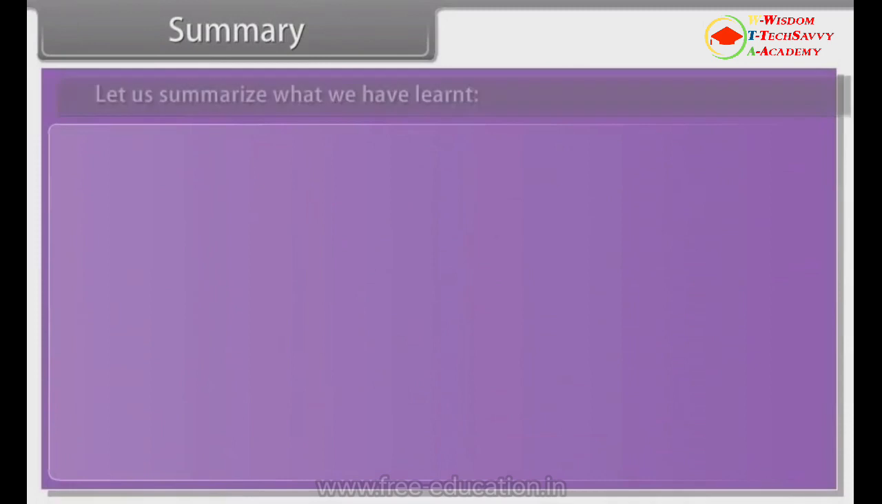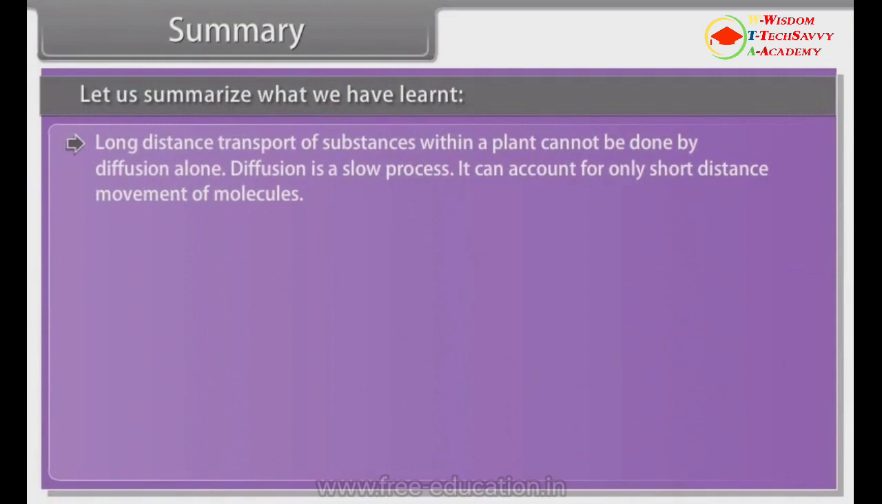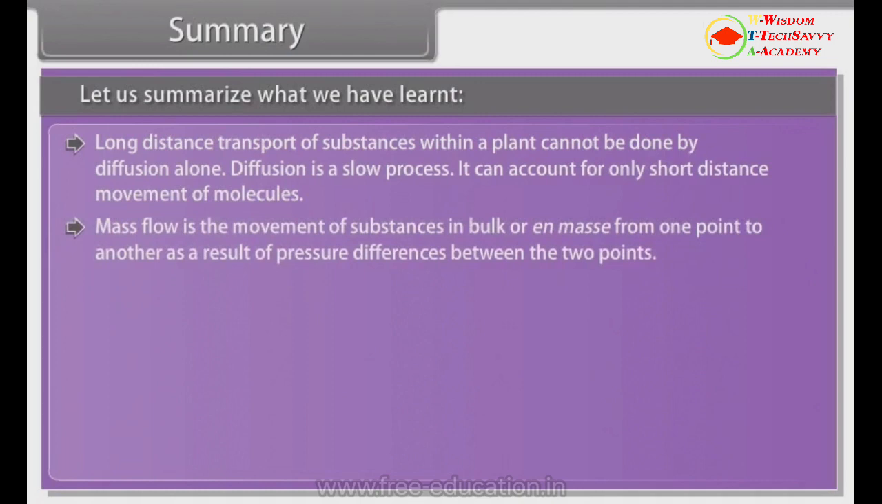Summary. Let us summarize what we have learned. Long-distance transport of substances within a plant cannot be done by diffusion alone. Diffusion is a slow process. Mass flow is the movement of substances in bulk or en masse from one point to another as a result of pressure differences between the 2 points.